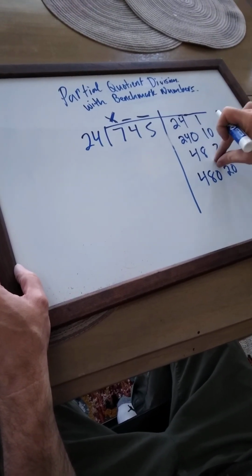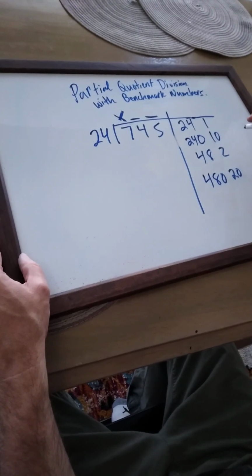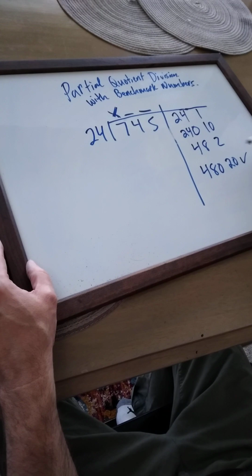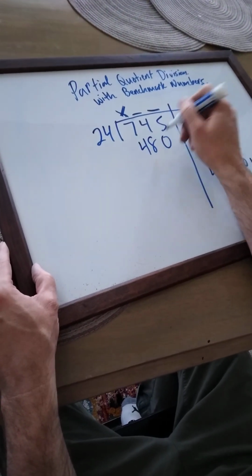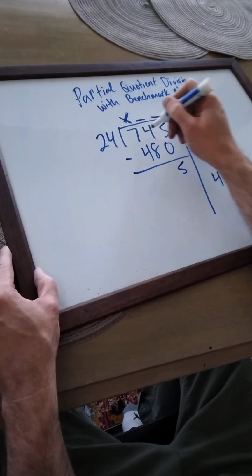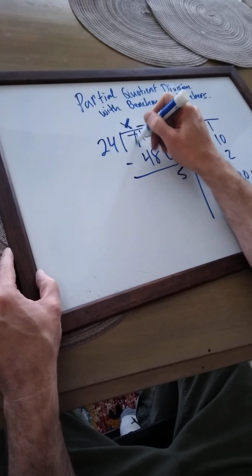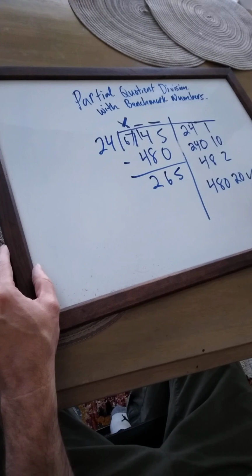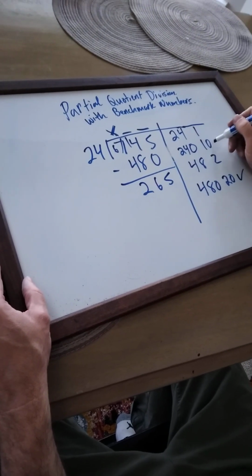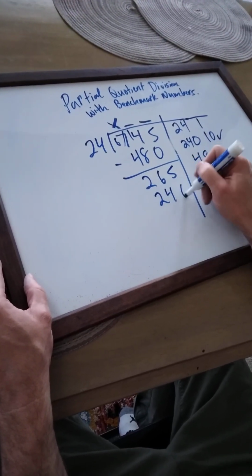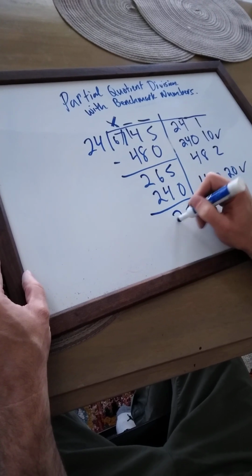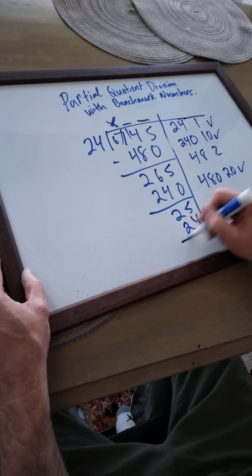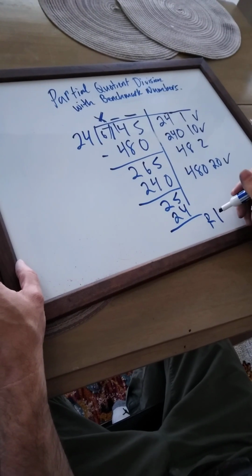So now I'm going to take my largest chunk and subtract it from my dividend, 745. 480 is a big chunk, so I'm going to start there. 5 minus 0 is 5. 4 can't take away, borrow. 14 minus 8 is 6. And 6 minus 4 is 2. I'm left with 265. 240 is close. 240. And I'm left with 25. Oh, 24 fits really nicely. And I should have a remainder of 1.